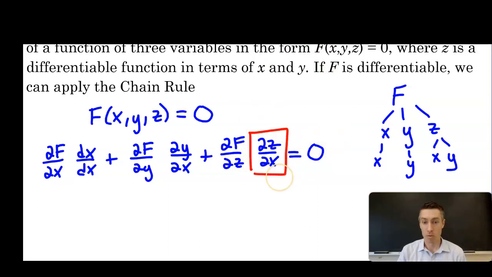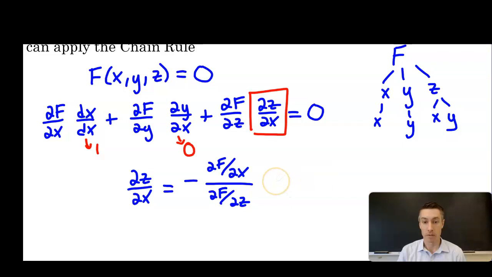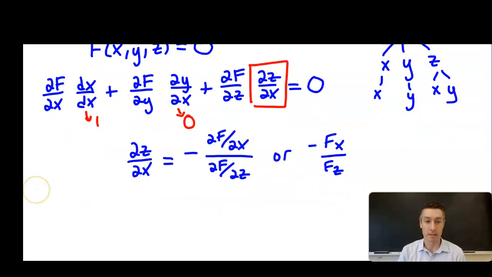Okay, this is what we're looking for. As I mentioned earlier, this is 0. y is not a function of x, so its derivative would be 0. And then derivative of x with respect to x is 1. If you wrote this as partial derivatives, that would be fine too. It's still going to be 1. So that middle term goes away. We can solve for the partial of z with respect to x. That's going to be the negation of the partial of f with respect to x over the partial of f with respect to z. Subscript notation is a little bit cleaner: partial of the function with respect to x over partial with respect to z.